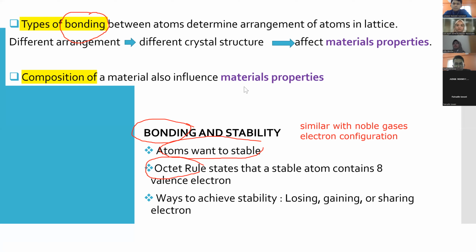If an atom contains an equivalent number of valence electrons, the atom will be stable. So to be stable, there are three efforts to achieve stability: the atom loses electrons, gains electrons, or shares electrons.